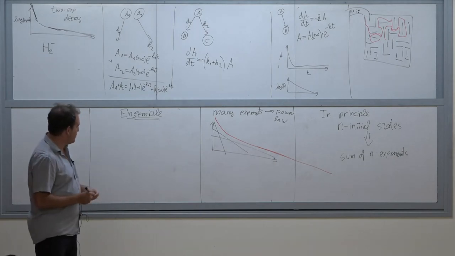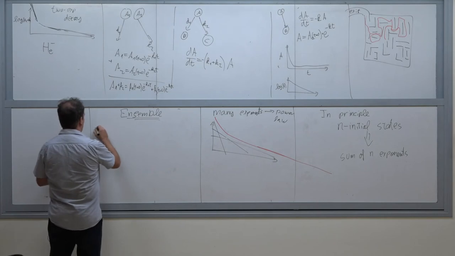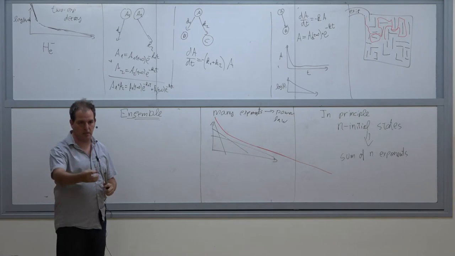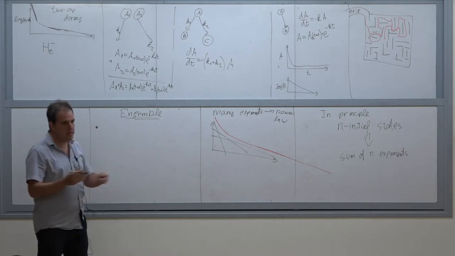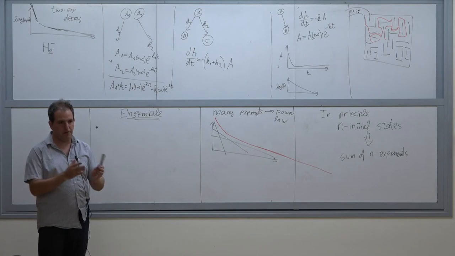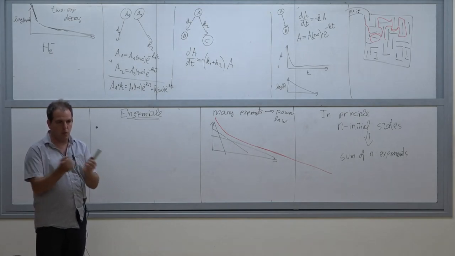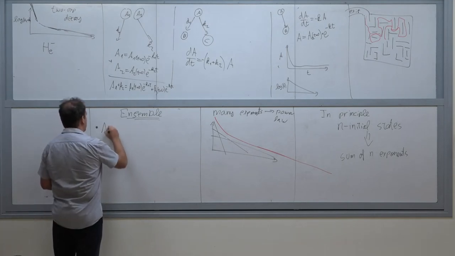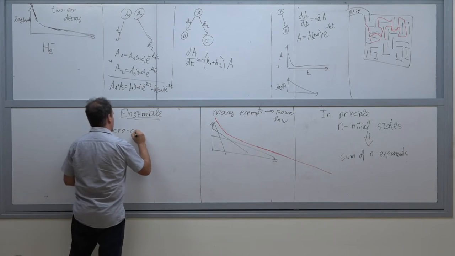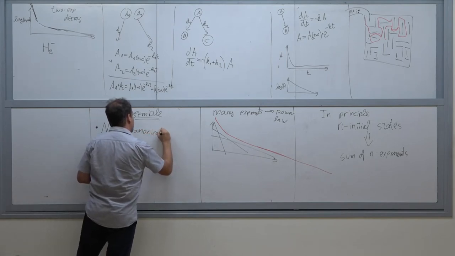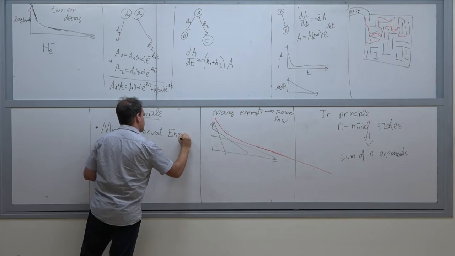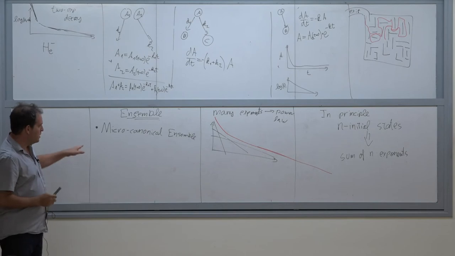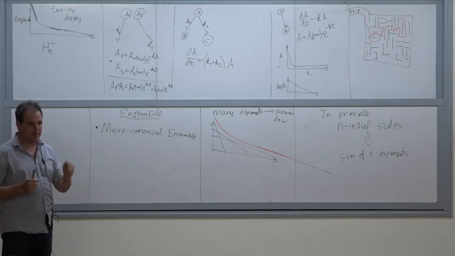Okay. So this is called an ensemble, okay? Like many copies of a single system. And there are many different ensembles, and the difference between them is what defines the particles inside. So for example, there is the microcanonical ensemble. And the microcanonical ensemble is an ensemble where all the particles have exactly the same energy.